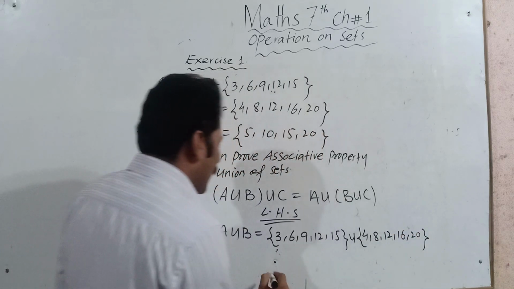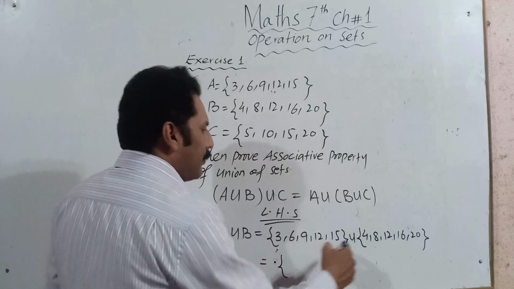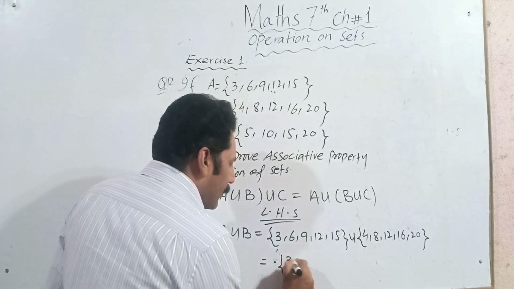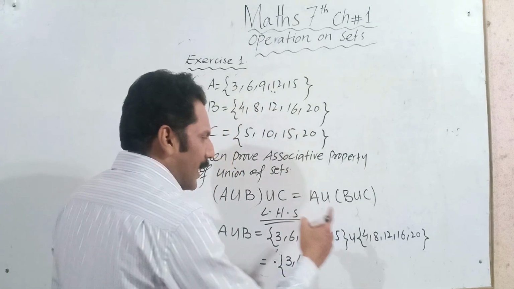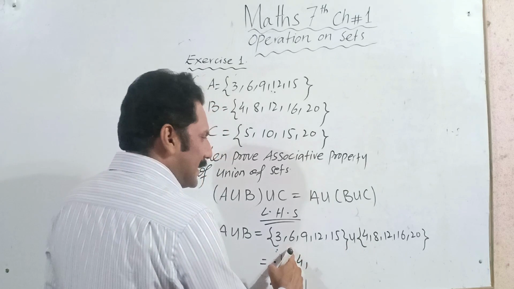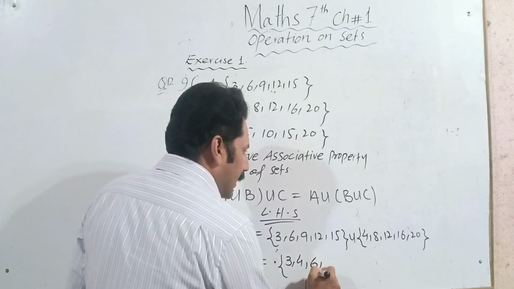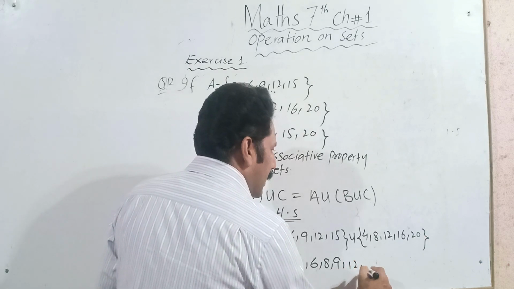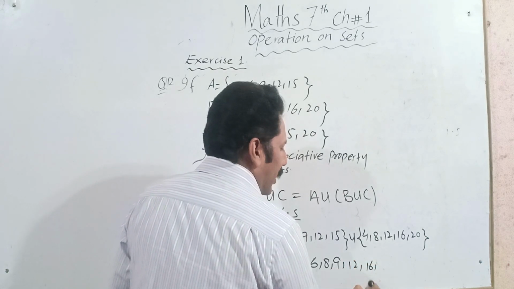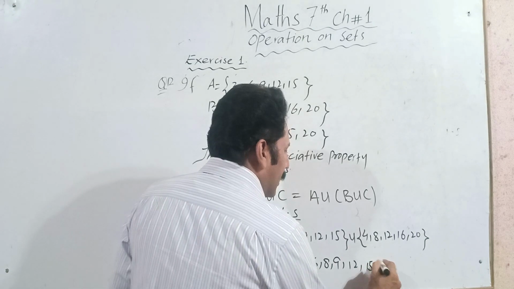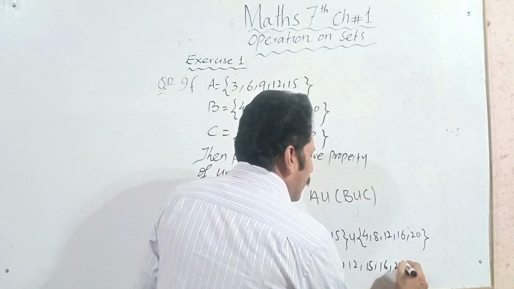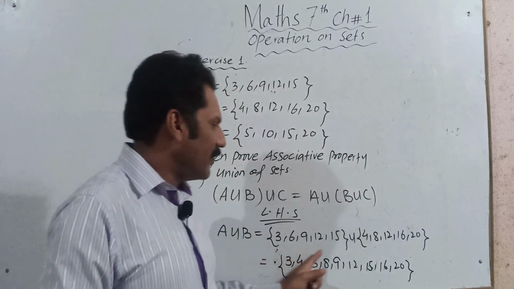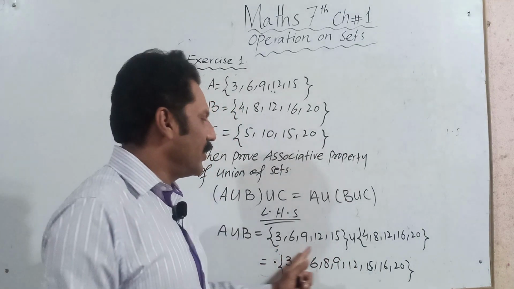Now we have to combine these two because union sign is there in between the two sets. So we have to combine these two sets: 3, 4, 6, then 8, then 9, then 12, then 15 and 16, both will be there, and finally 20. So we have written all the elements of set A and set B, and we have not repeated any element.